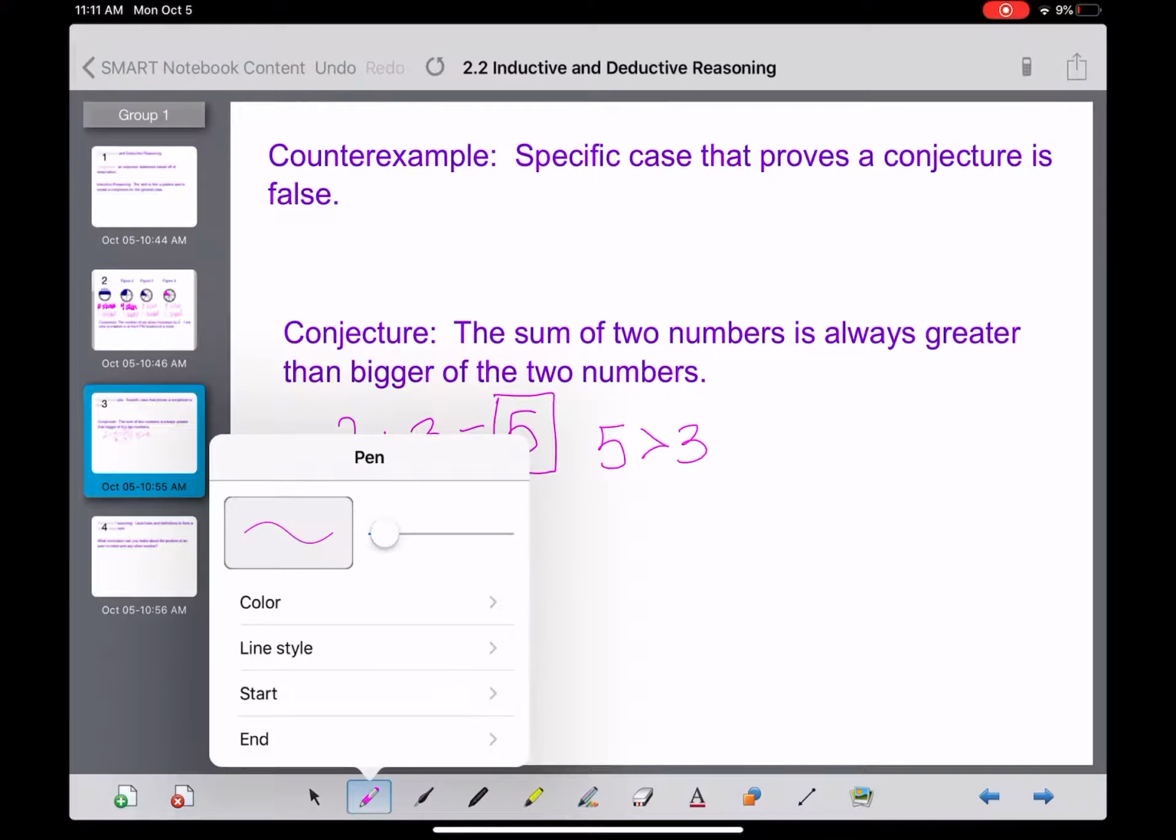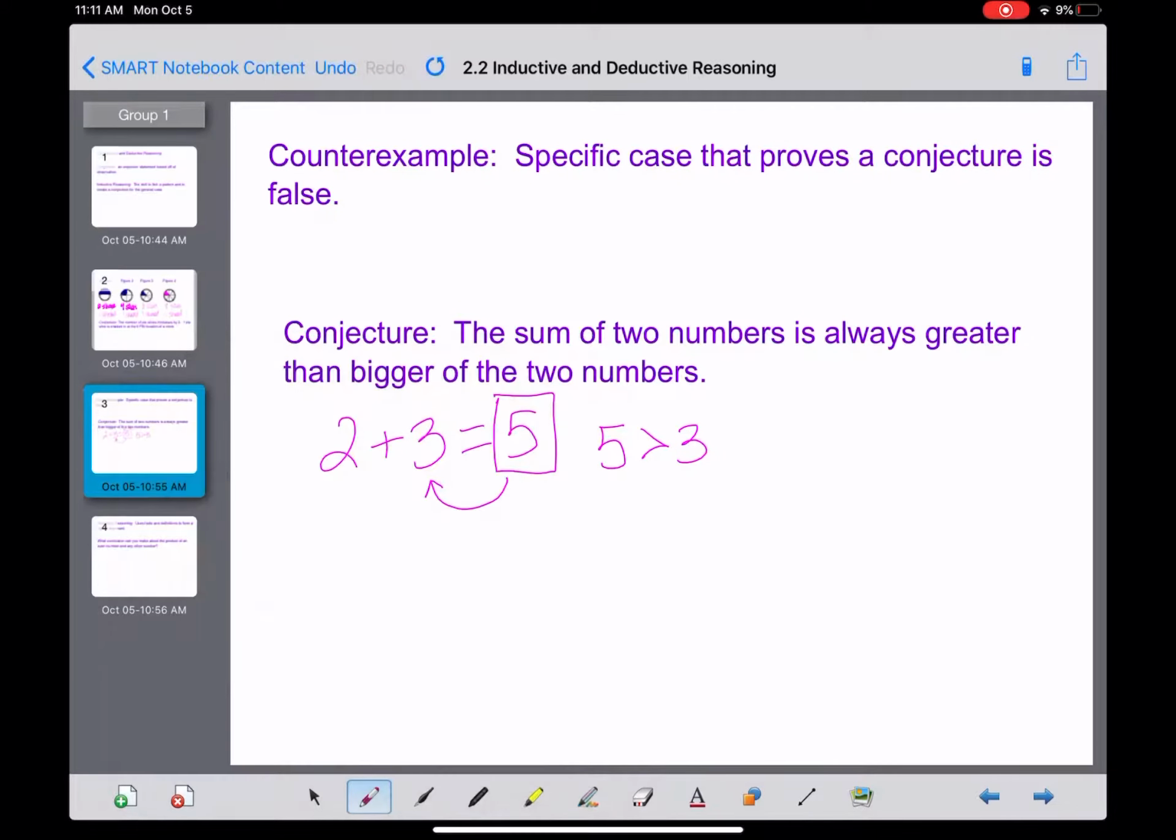All right, so I'm going to try something else. Let's do 0 plus 4 is equal to 4. So the sum of 2 numbers is 4, and they're saying that should always be greater than the bigger number. Well, 4 is equal to 4. 4 is not greater than 4. Therefore, 0 plus 4 equals 4 would be a counterexample.